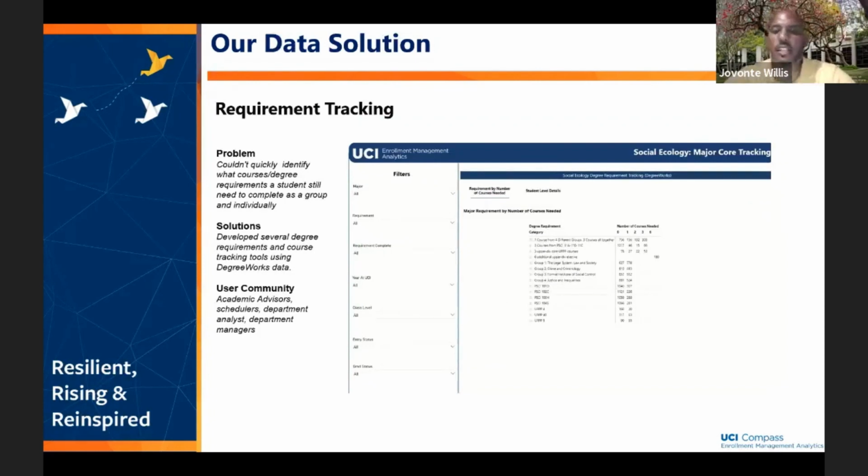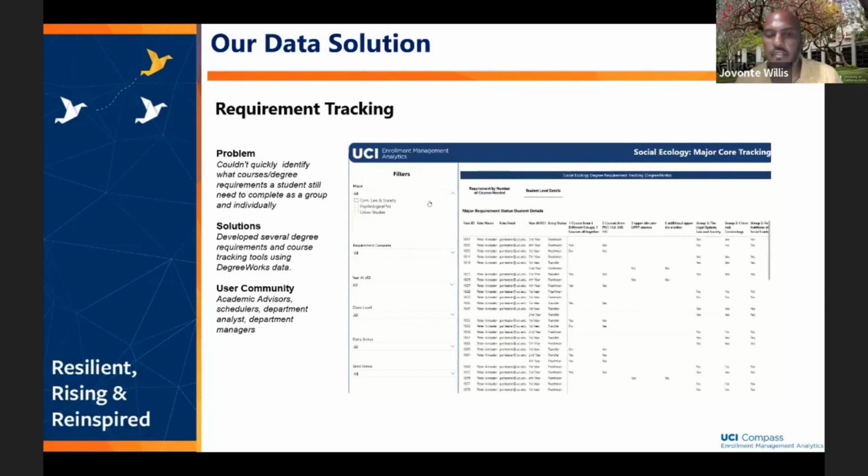Another thing that we decided to do for them was requirement tracking. This is something that combines degree audit and DegreeWorks data with enrollment data. And so what it does is, an advisor can come in here, select a major, then select a degree requirement, and then select, I want all my students who are fifth-year students who haven't satisfied this requirement. And they can see the counts, and they can get a list of those students.